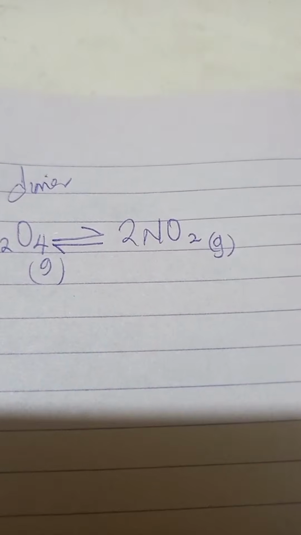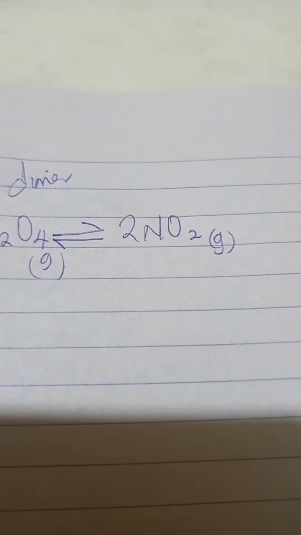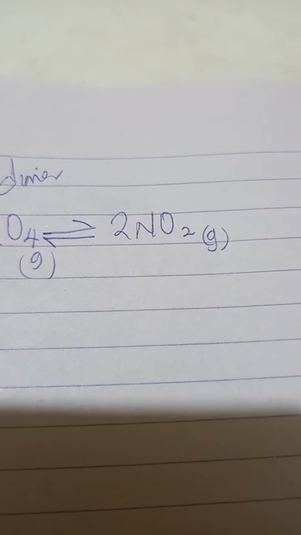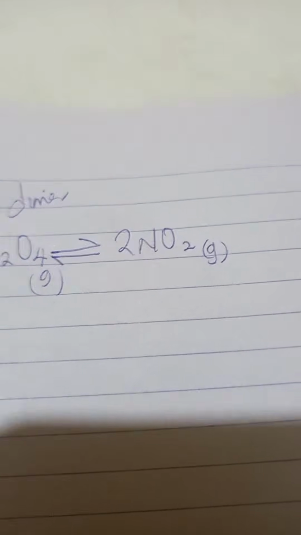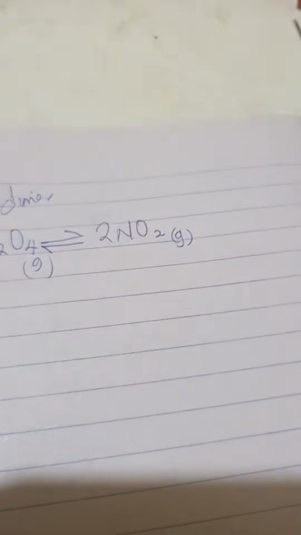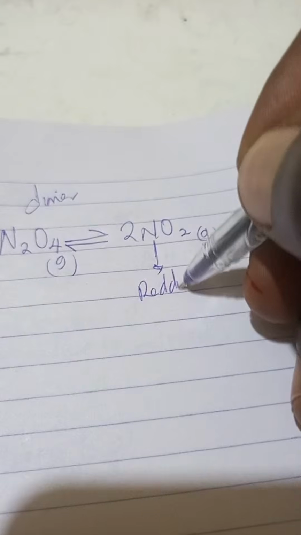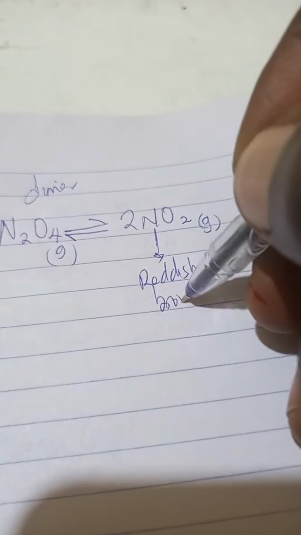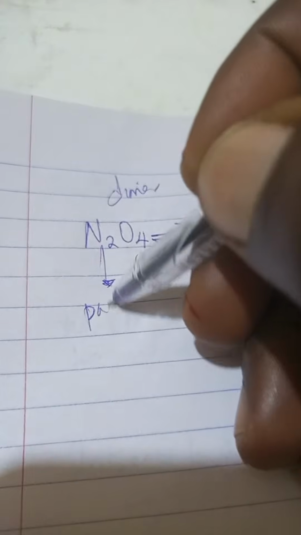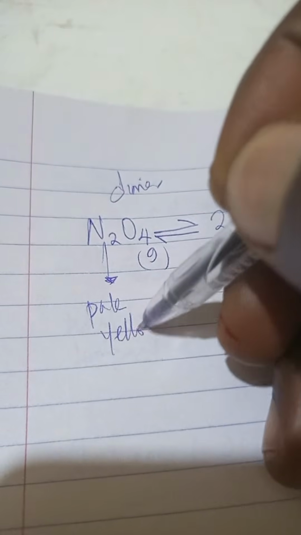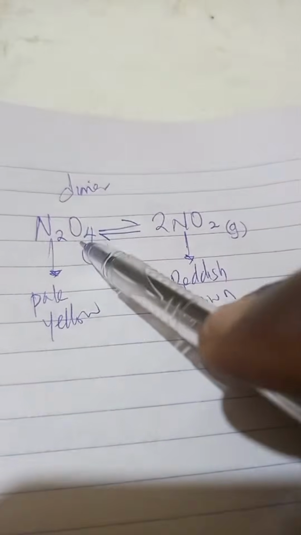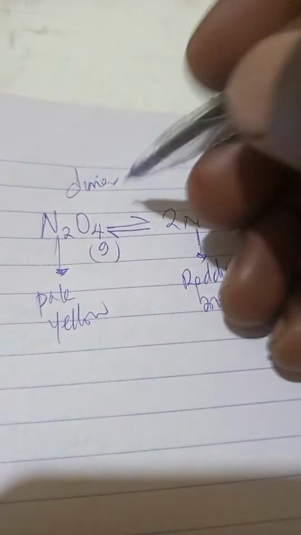I'm going to give you the color changes now. So for NO2, the color is reddish brown. It's a reddish brown gas. While this N2O4, the color is pale yellow. And this reaction will proceed in the forward direction when there is heat. So heat will make it go like this.